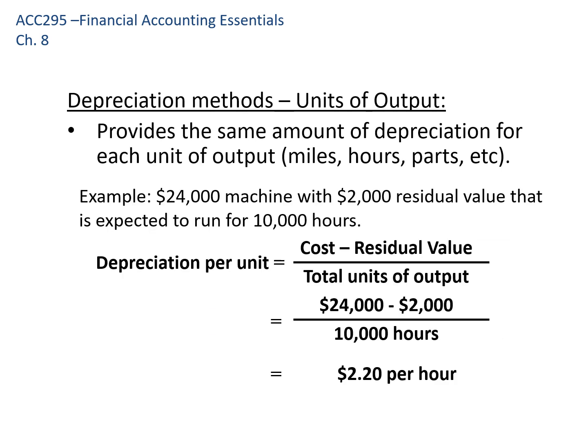So another method is the units of output. And I like this method the best because it really does the best job of matching the expense associated with wearing the asset out with the benefit we're getting. So instead of the denominator being a period of time, like a number of years, in this case it's going to be the units of output we expect from that asset. So for a delivery truck, it could be miles driven. For a forklift, it's hours driven. It could be parts produced by a machine or whatever the case is.